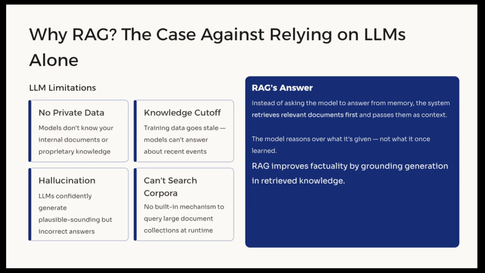Why do we need RAG? Because LLMs alone have limitations. They may not know private company data. Their knowledge may be outdated. They can hallucinate. And they cannot directly search through a large internal document corpus. RAG solves this by grounding the model's answer in external knowledge at runtime. Instead of asking the model to answer from memory, the system first retrieves relevant documents and gives them to the model as context. So the key idea is this. RAG improves factuality by grounding generation in retrieved knowledge.